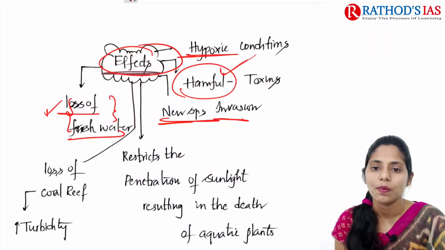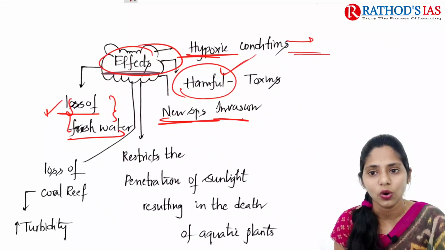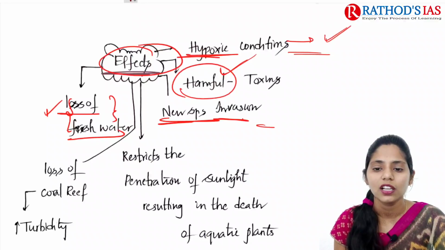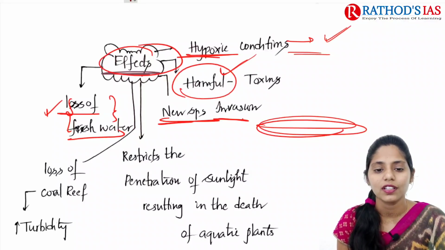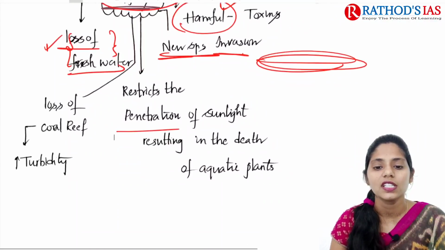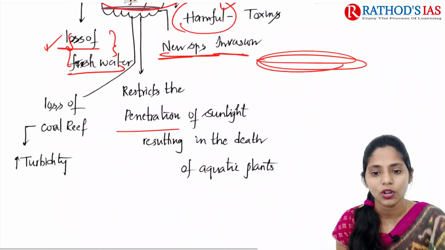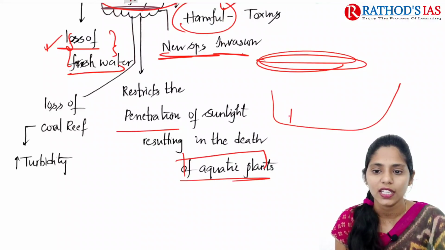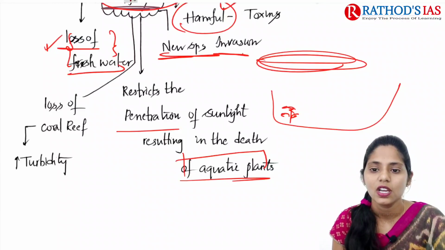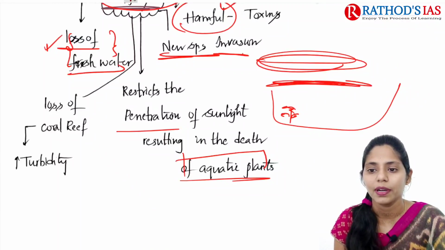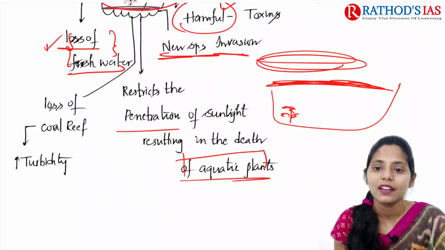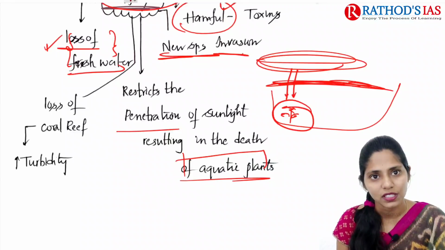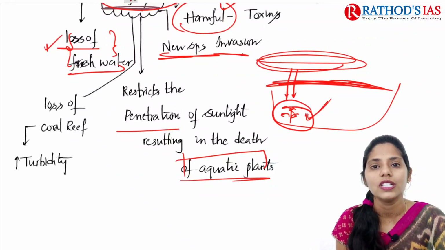And next, we can see hypoxic conditions, which lead to eventual death of higher life forms in that water body. And whenever this algal bloom forms, it will restrict penetration of sunlight, resulting in the death of aquatic plants. So for example, if this is a water body, and here we have some aquatic plants present. What happens is, whenever an algal bloom happens, it prevents penetration of sunlight into the water. Because of this, the aquatic plants present inside that water body will die.